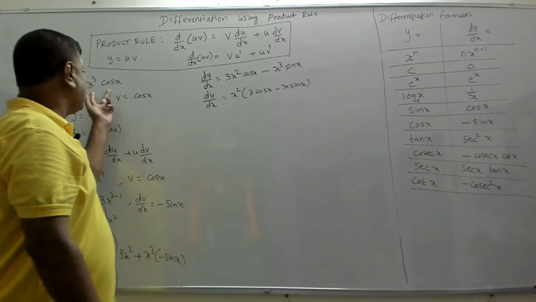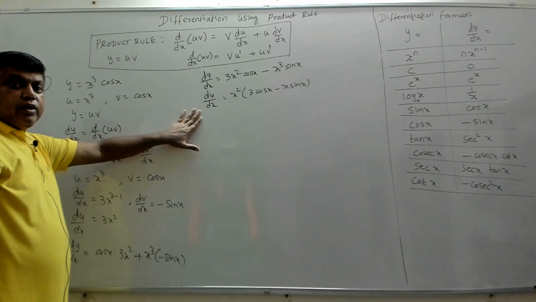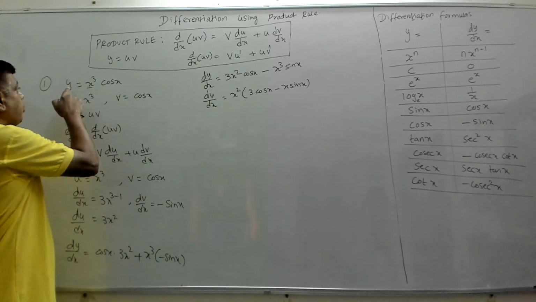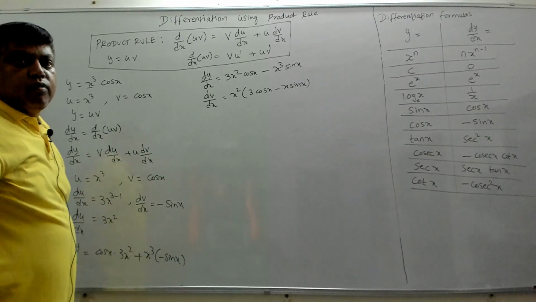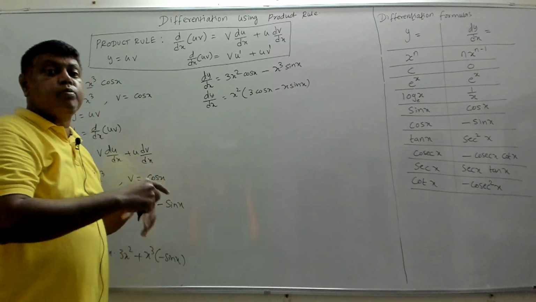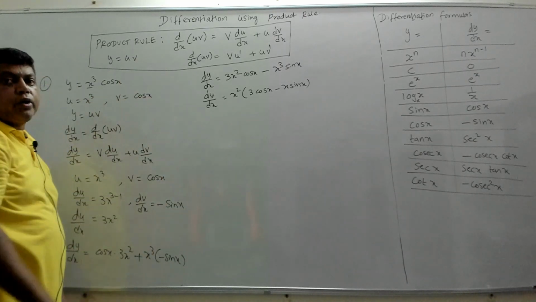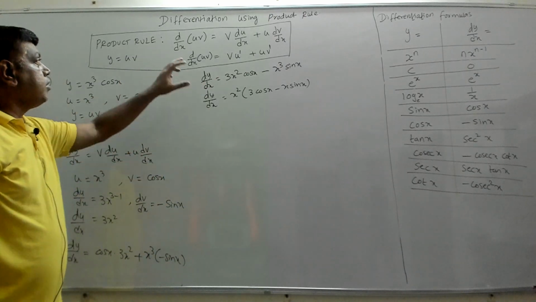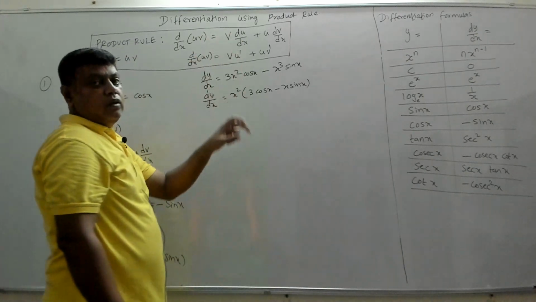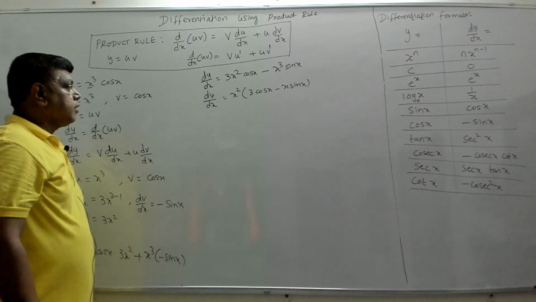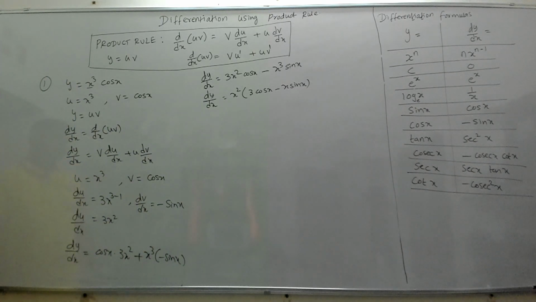x cube cos x. To find the derivative, we have to go for the product rule. Why? Because y is a product of two functions. Whenever y is a product of two functions, which means multiplication of two functions, we must go for the product rule. This is how we will differentiate. We will apply this formula, which is the formula for product rule for differentiation. Fine, so all of you can pause the video and take the notes. I will go to the second problem.